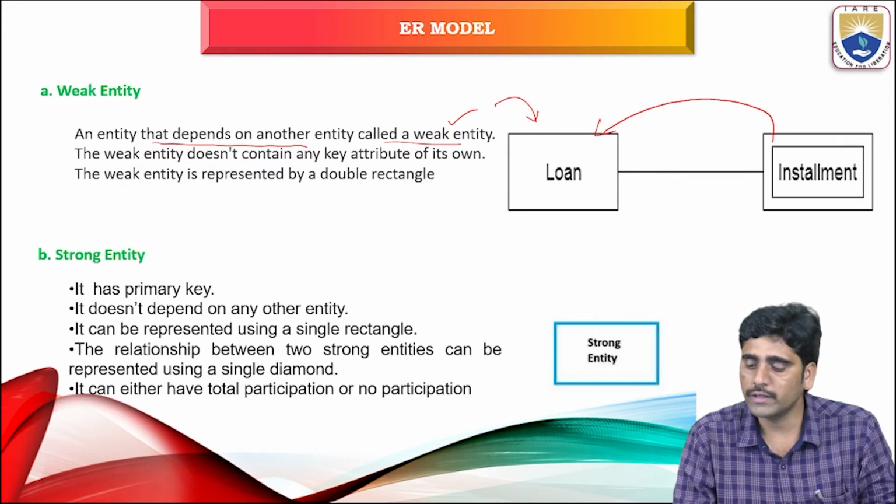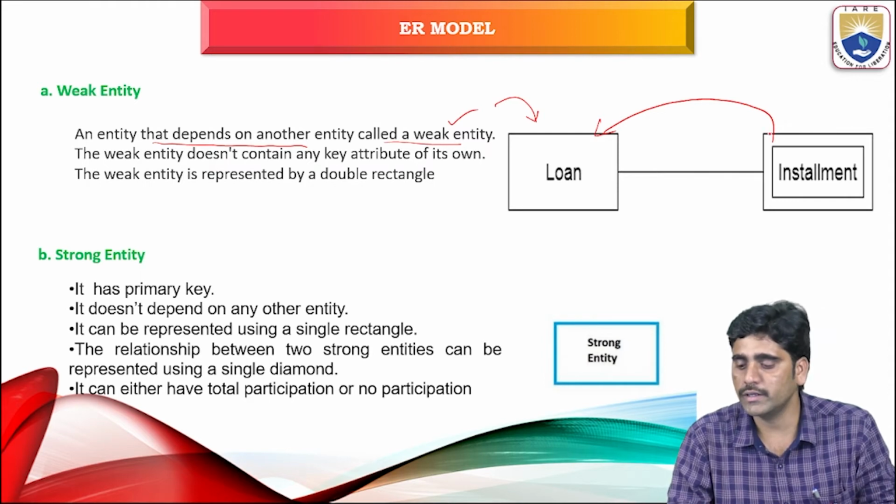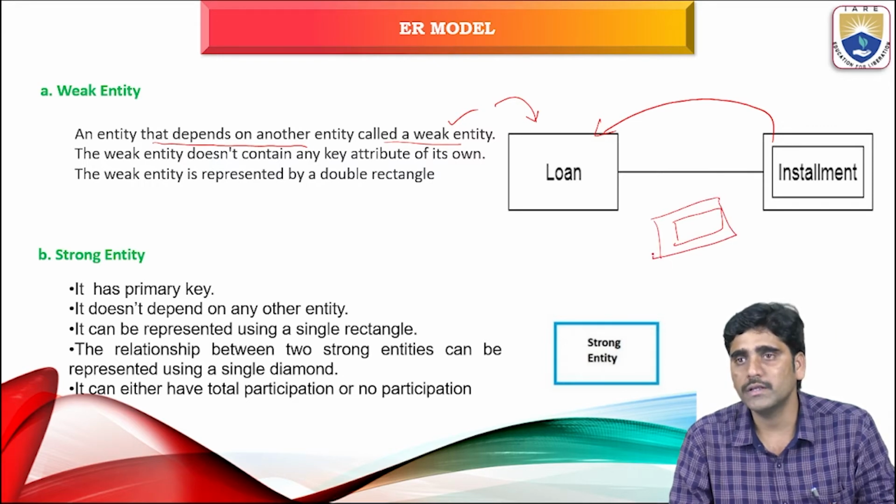So the weak entity is represented with a double rectangle. That means a weak entity is depending on a strong entity, that means a normal entity, the loan entity. So the loan can have weak entities and strong entities.